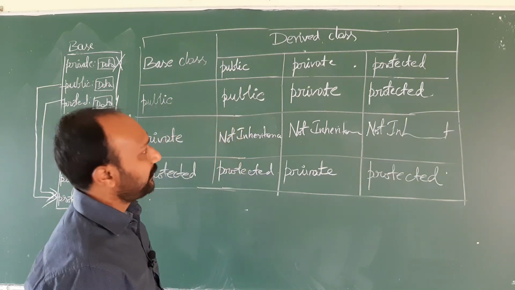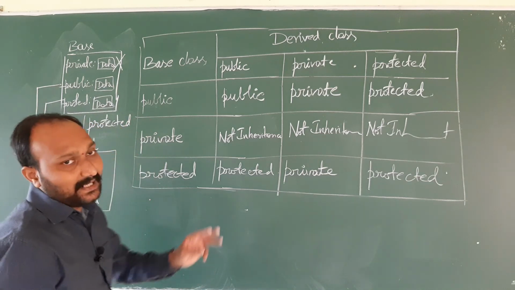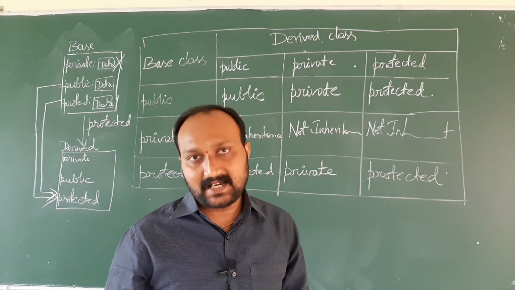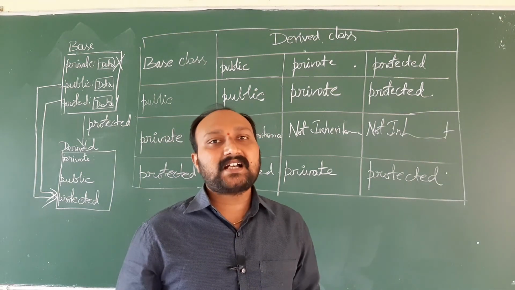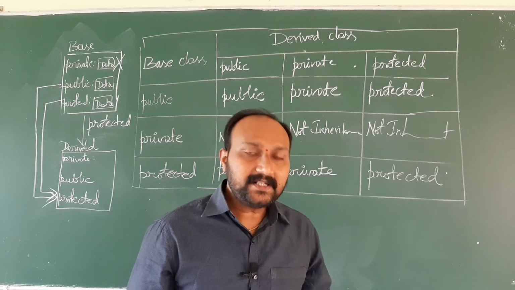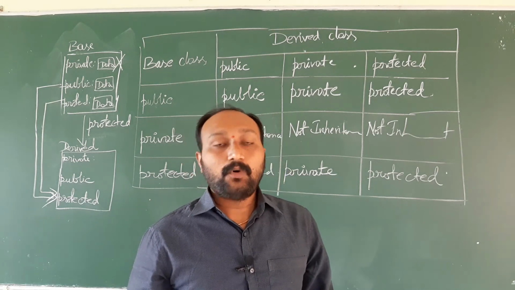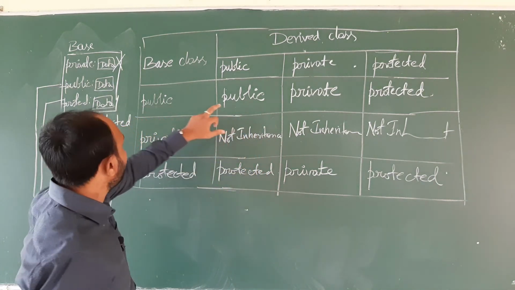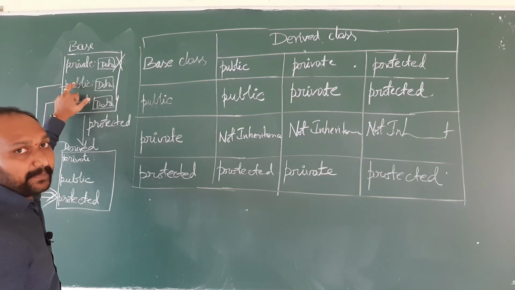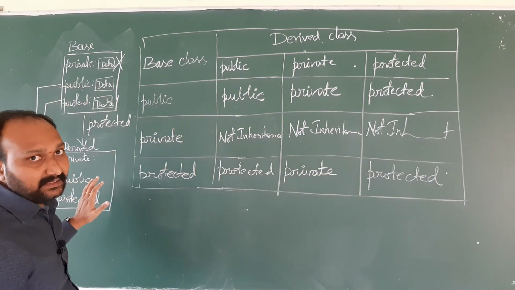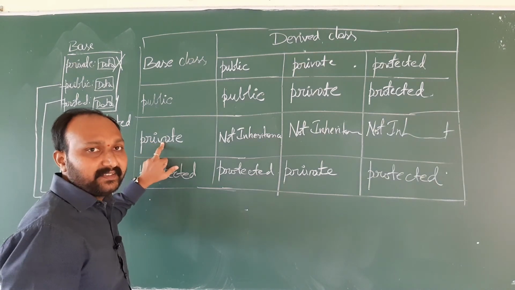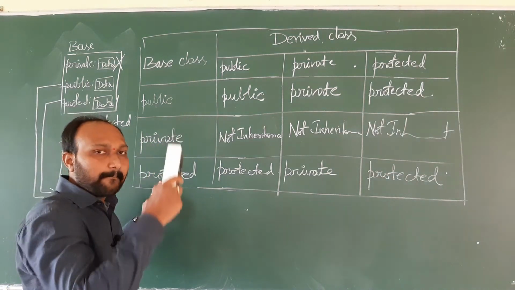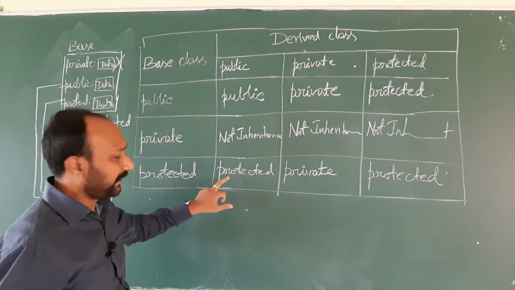Once again I will explain. Please notice here, there are 3 visibility modes which can be used at the time of defining a derived class. The 3 visibility modes are public, private and protected. What happens if we use public inheritance? Then public members of the base class become public members of the derived class. Private members of the base class cannot be inherited. Protected members of the base class will remain protected members of the derived class.